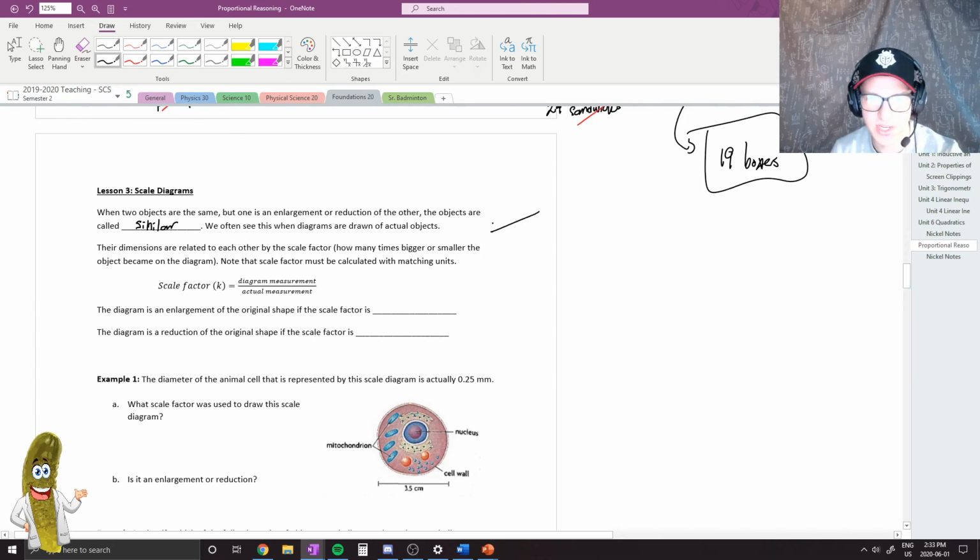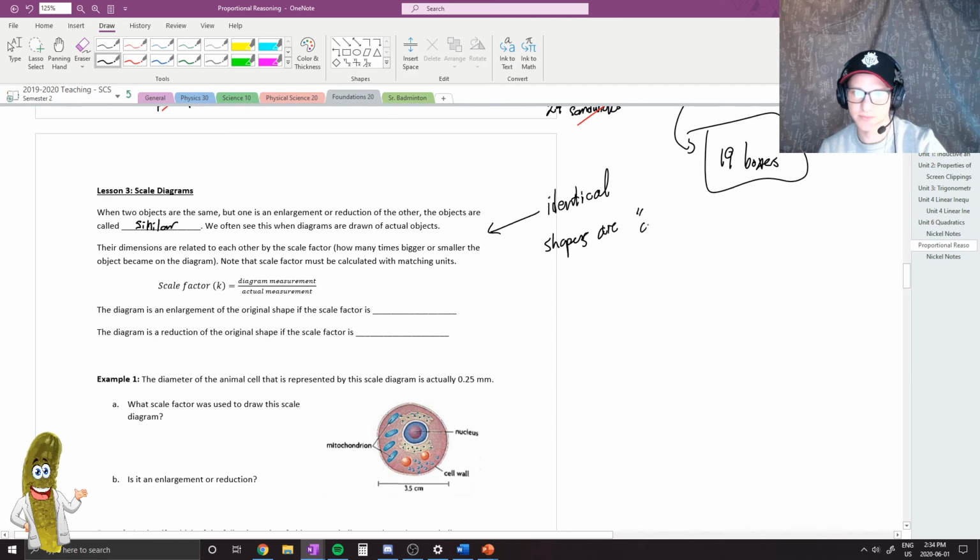I thought it was kind of interesting when I was doing some research earlier this morning. I found out that this statement, identical shapes are congruent. So we don't want to use the word congruent when we're describing these shapes because they are not identical. They are scaled diagrams of each other. So one of them is bigger or smaller than the other.